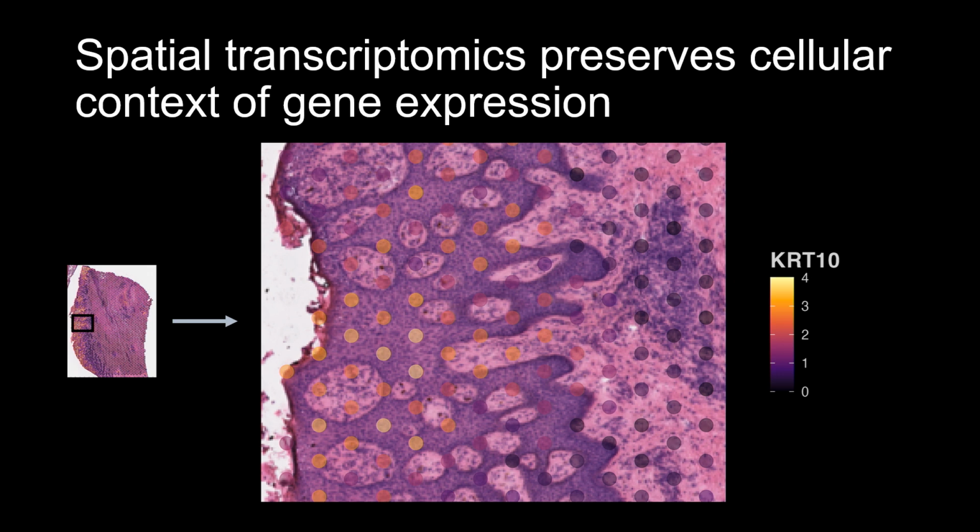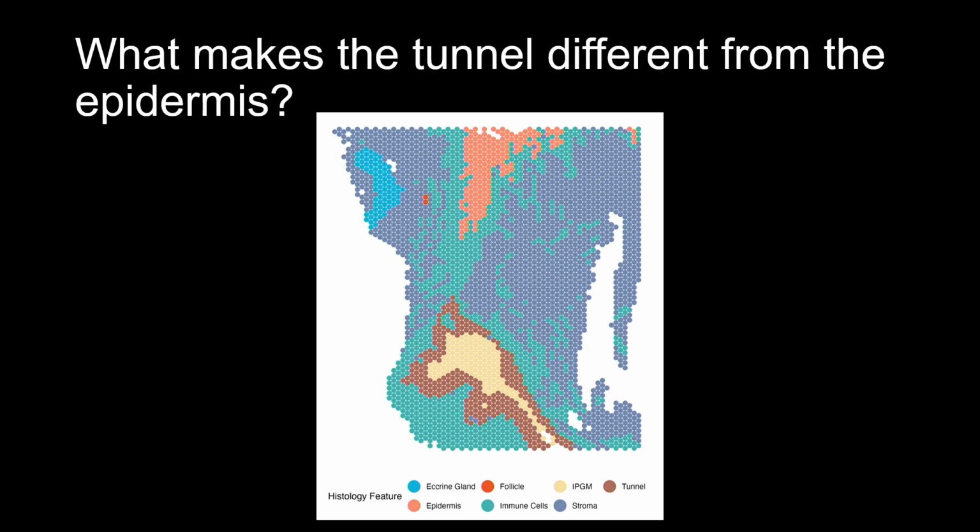So next we analyze how the HS histological features compare to each other. Specifically, we wanted to know how an HS tunnel compares to the overlying epidermis.